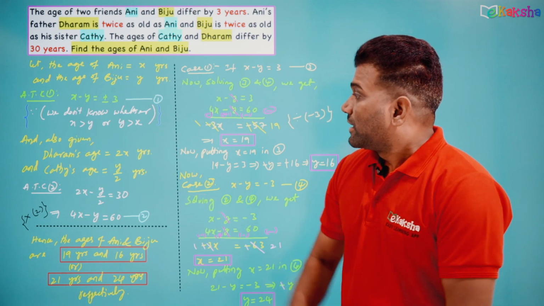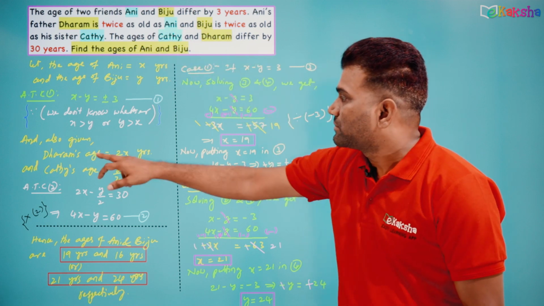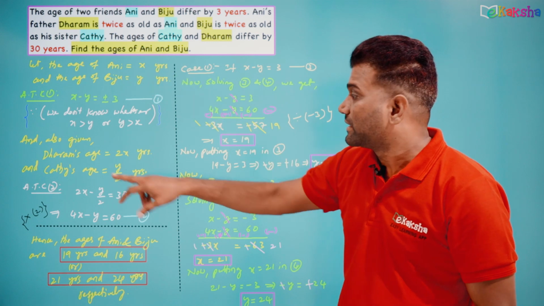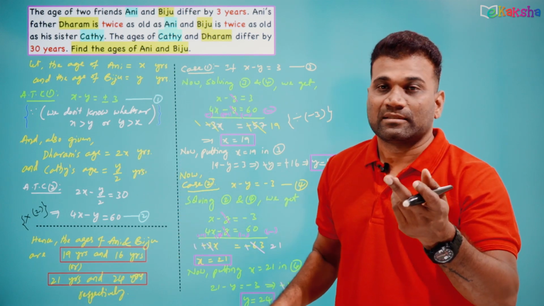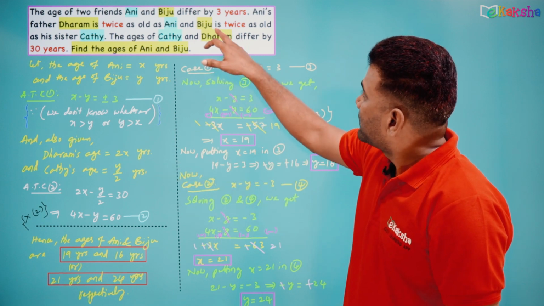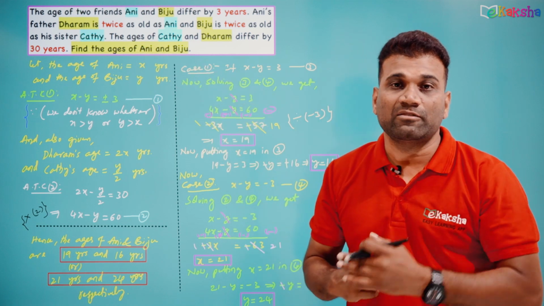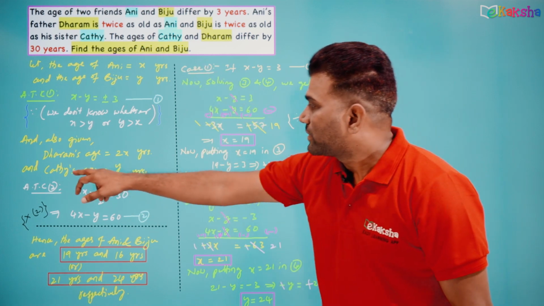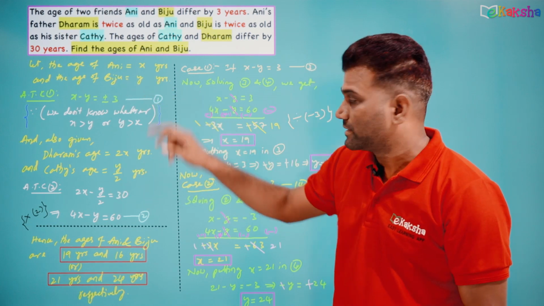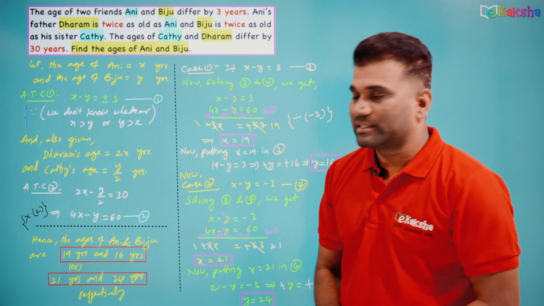Okay. And also given Dharam is twice as old as Ani. So Dharam's age must be 2 times x years. That is, Ani's age is x years, then Dharam's age must be twice, that is 2 times x. And also given Biju is twice as old as his sister Cathy. Then Cathy's age is half the age of Biju. So Cathy's age is y upon 2 years, because Biju's age is y years, then Cathy's age is half of her brother Biju, that is y upon 2 years.